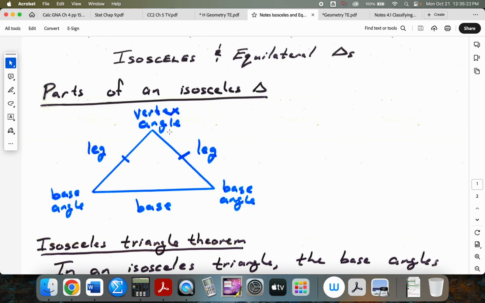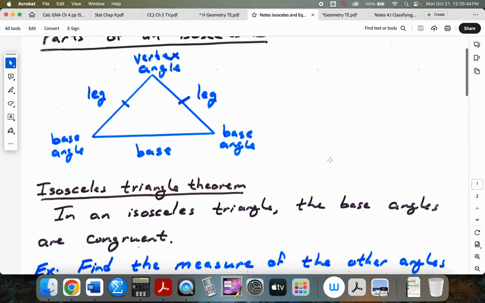The angle formed by the legs is called the vertex angle. The way I think about that is it's the way that the triangle is pointing. If you think of the triangle as being an arrow, the way that it's pointing is the vertex angle. The other two angles are the two base angles. They're the angles that are at the ends of the base.